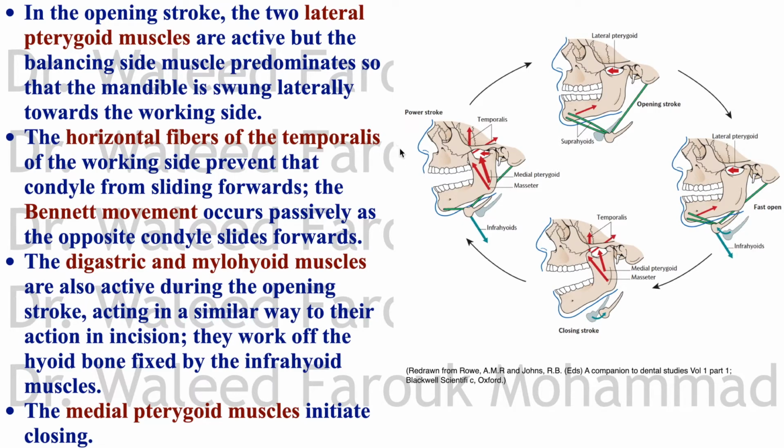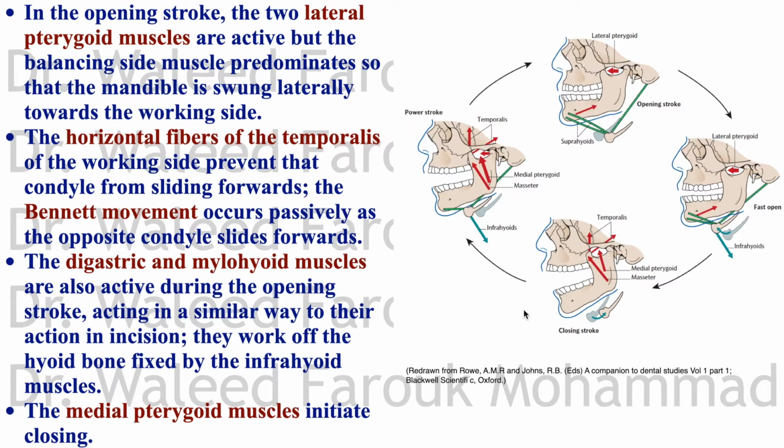Now, in the opening stroke, the two lateral pterygoid muscles are active, but the balancing side muscles predominate, so that the mandible is swung laterally towards the working side. The working side means the chewing side. And the horizontal fibers of temporalis of the working side prevent the condyle from sliding forward. This produces side-to-side movement of the mandible called the Bennett movement. We'll get to it later.